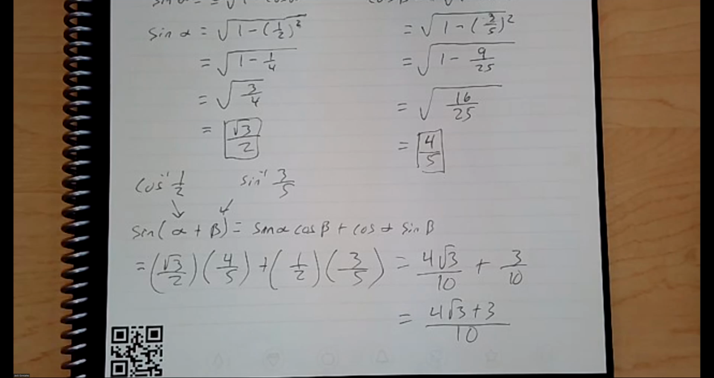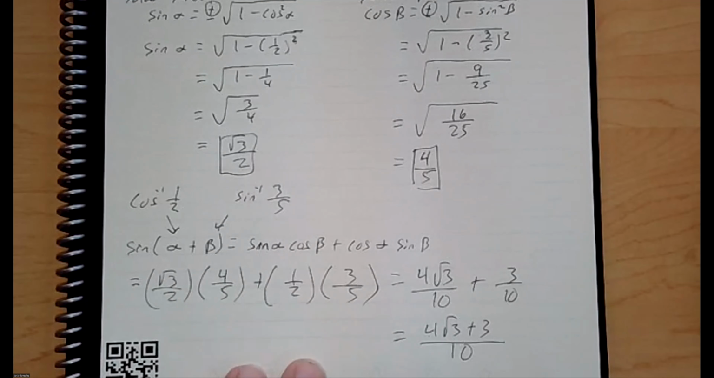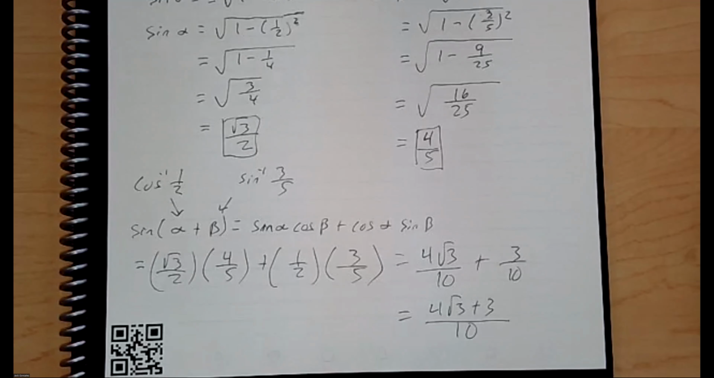I think the hardest part is choosing the quadrant. And after that, you're just using a formula. Now, I'll wait a bit before I change the page.